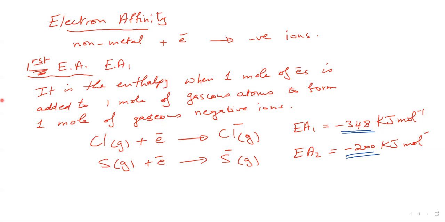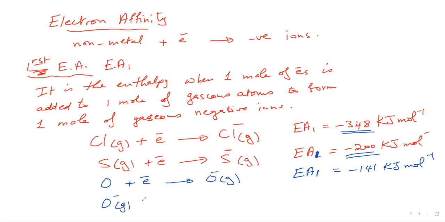If I take, for example, oxygen plus electron, it gives the oxide negative ion in the gas state. This is EA1, we are talking about the first electron affinity. This is equal to minus 141 kilojoules per mole. But if the oxide negative ion gains another electron to form the oxide ion that the oxygen would like to form, then we will see that the second electron affinity is going to be a positive value, plus 798 kilojoules per mole.